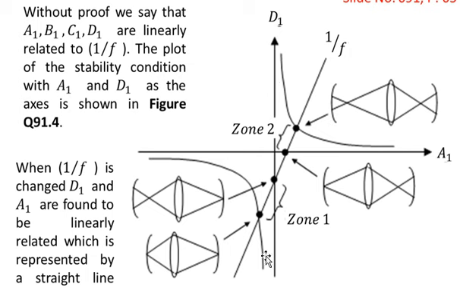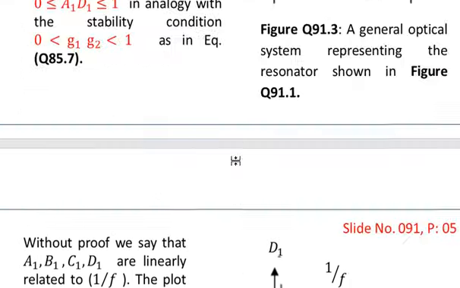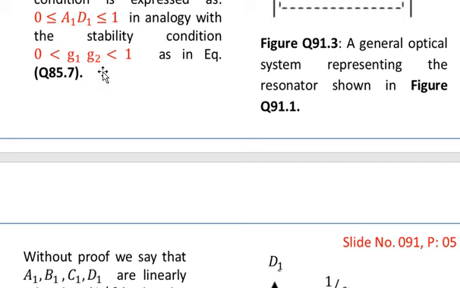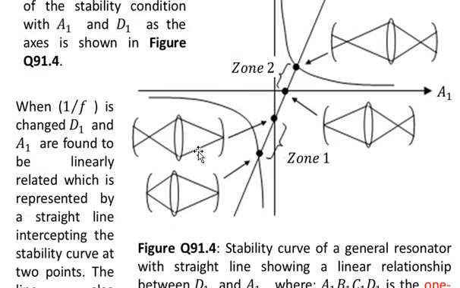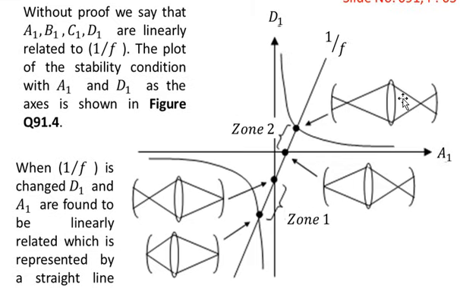These curved lines are due to the product of G1 and G2. So these are the G1 and G2 curved lines. In the first quadrant, G1 and G2 both are positive. In the third quadrant, G1 and G2 both are negative. But the product of these two quantities is positive, both for the curve in quadrant 1 and for the curve in quadrant number 3.